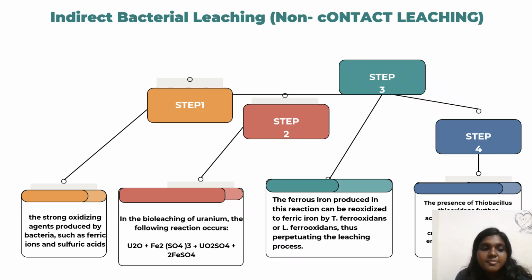The key microorganisms that are used here are Acidithiobacillus ferrooxidans, Acidithiobacillus thiooxidans, and various other organisms that perpetuate the leaching process. So the ferrous ion produced in this reaction can be reoxidized to the ferric ion by Thiobacillus ferrooxidans or Leptospirillum ferrooxidans, and thus the leaching process continues. By the presence of this Thiobacillus, we can extract the metal ions from the ores by non-contact. So the bacteria will not be in contact with these ores, and thus we can extract the metal.